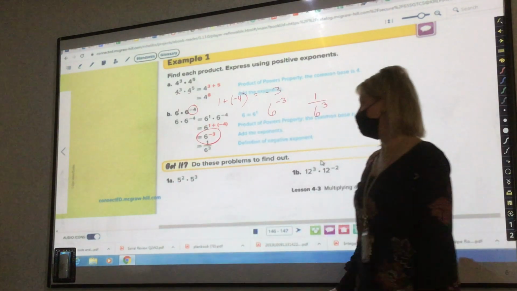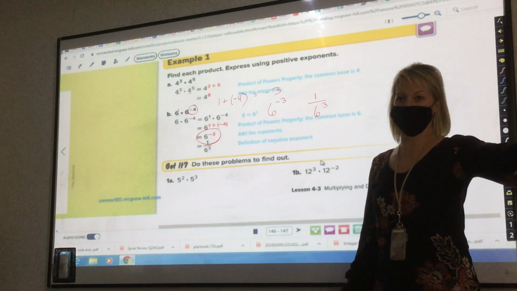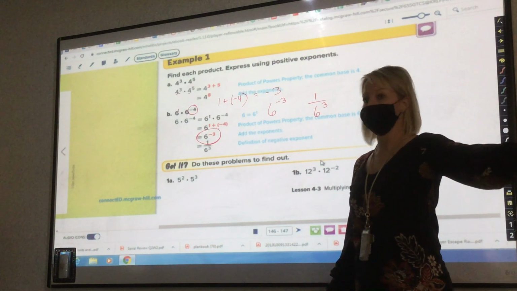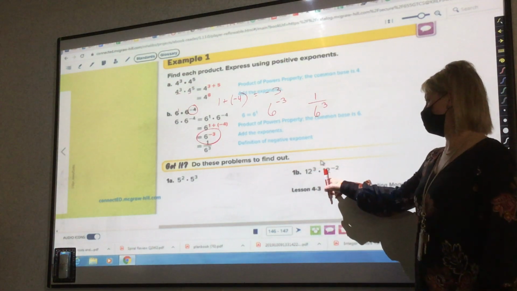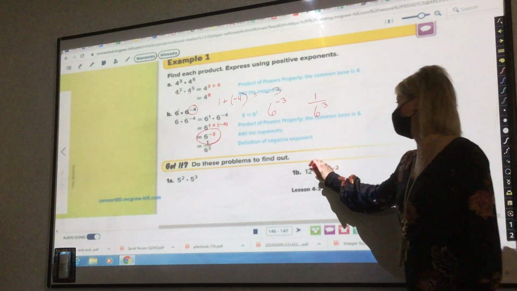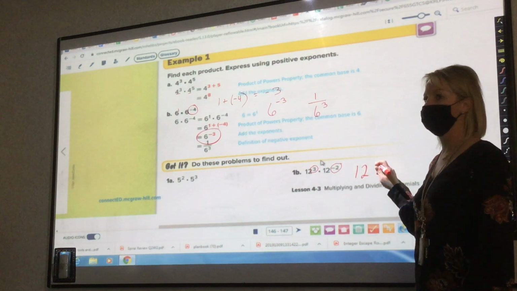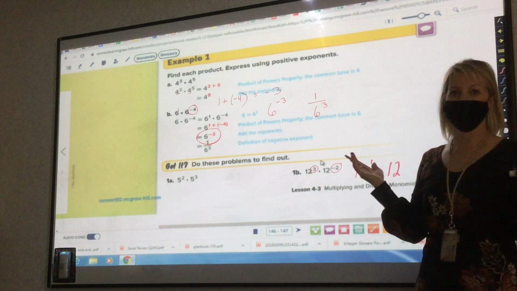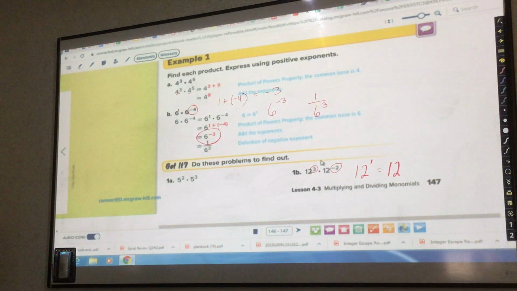So if I have 5 squared times 5 to the 3rd, or 5 cubed, you guys can probably tell me the answer. What would it be? 5 to the 5th power. Do I have to solve it? Nope. 12 to the 3rd times 12 to the negative 2nd. Be careful with those negatives. So it would really be 12 to the first, which is just 12, and I'm done. Any questions so far? Be careful with the negatives, that's all you have to do. I'm multiplying, so I'm adding them.